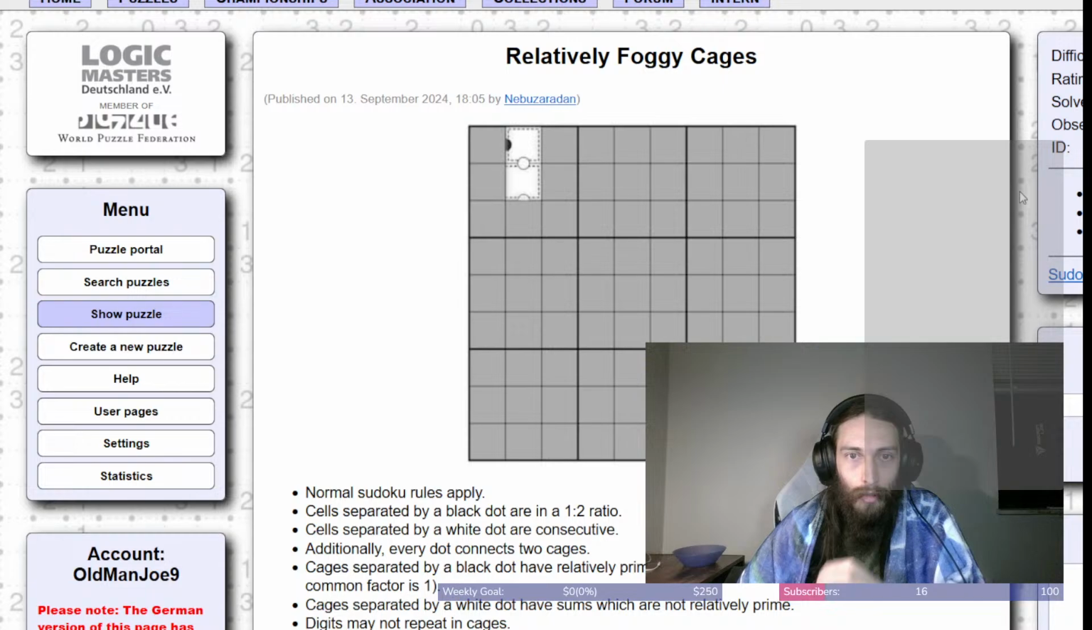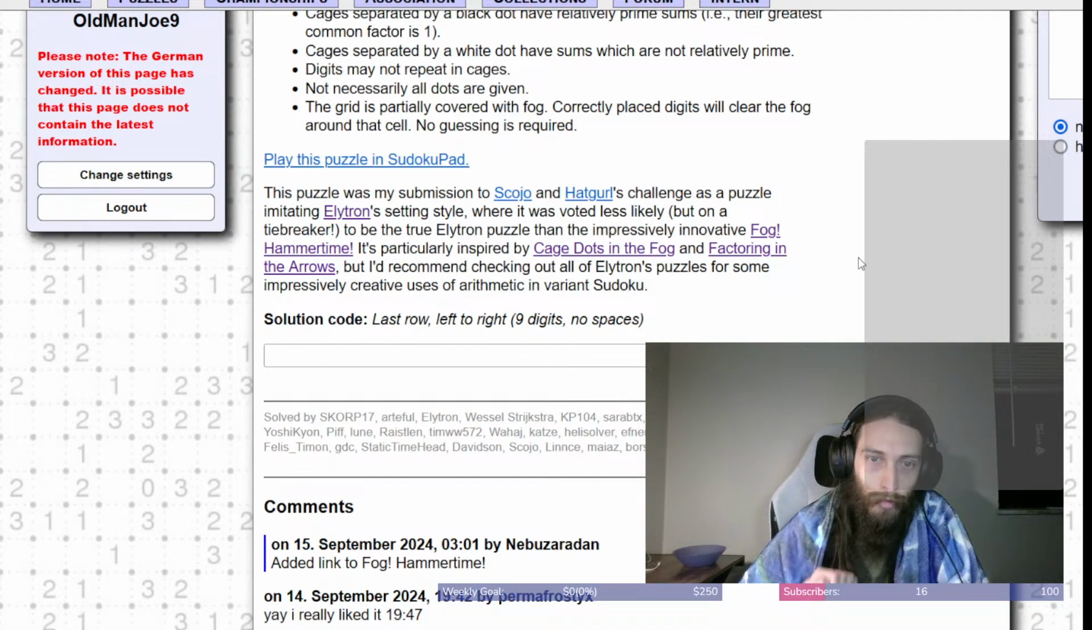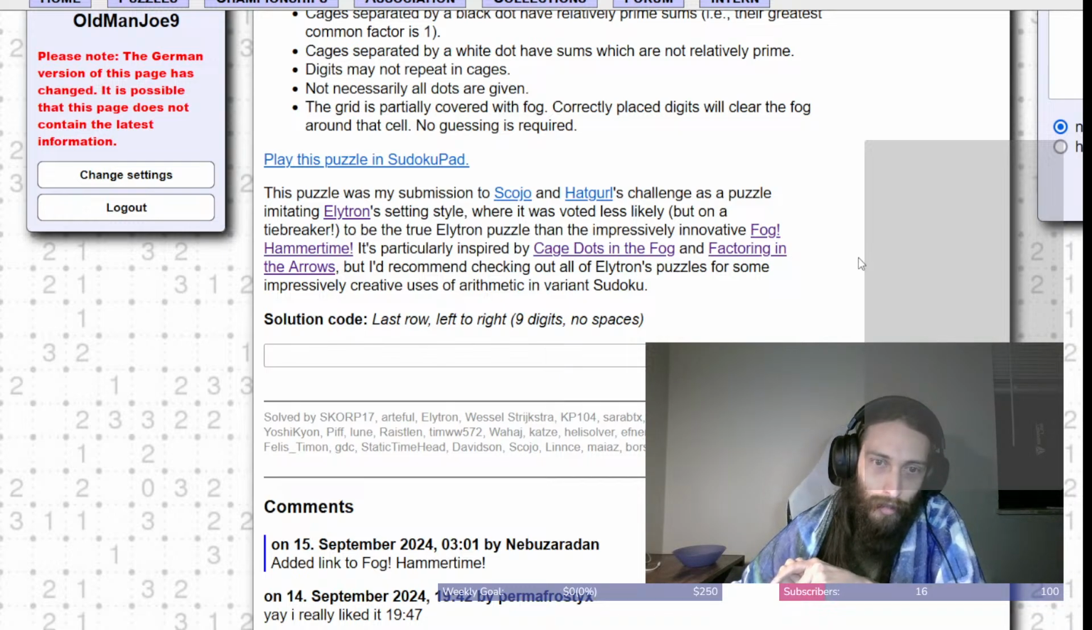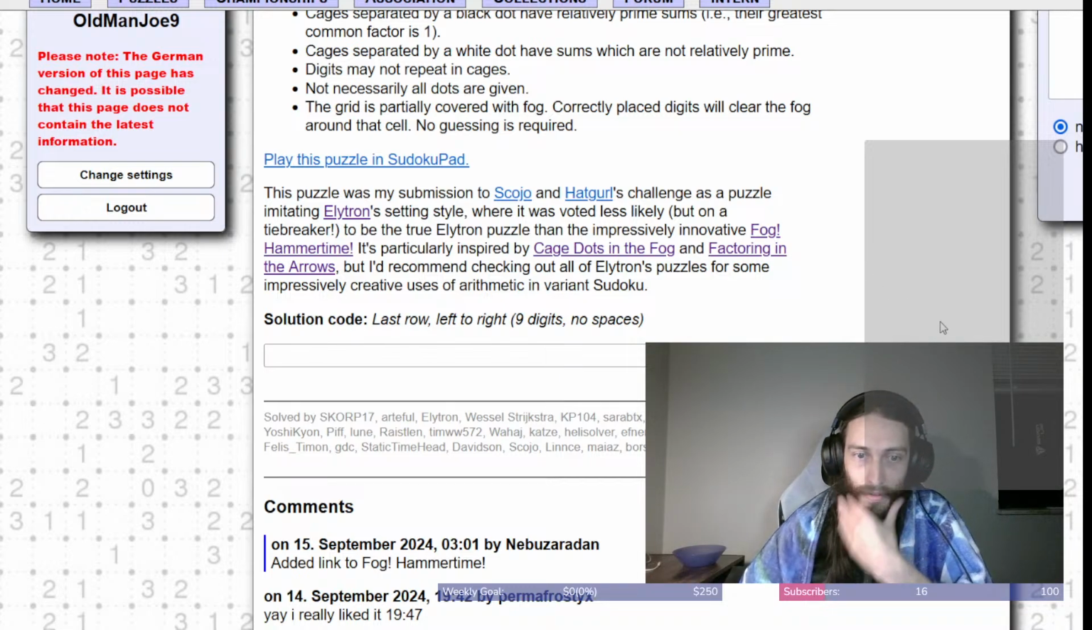Its partner, Relatively Foggy Cages, is next. Little blurb over here. This puzzle was my submission to Skojo and Hat Girl's challenge as a puzzle imitating Elytron's setting style, where it was voted less likely, but on a tiebreaker, to be the true Elytron puzzle than the impressively innovative Fog Hammer Time. It's particularly inspired by cage dots in the fog and factoring in the arrows, but I'd recommend checking out all of Elytron's puzzles for some impressively creative uses of arithmetic and variant Sudoku.